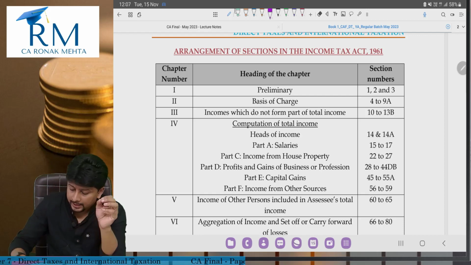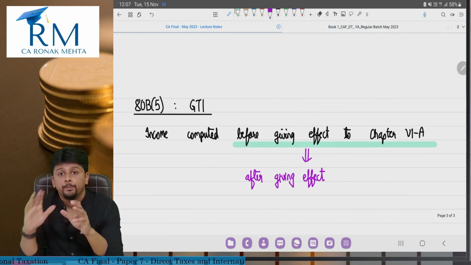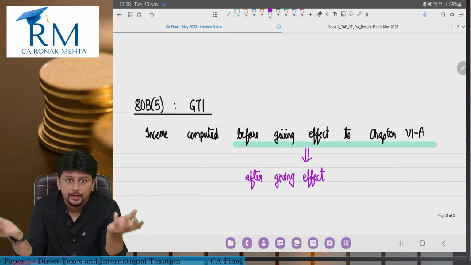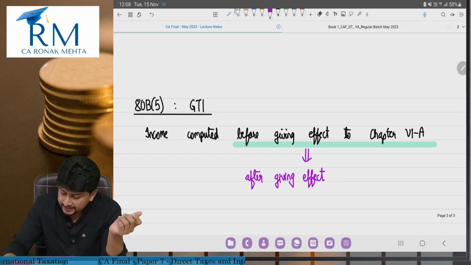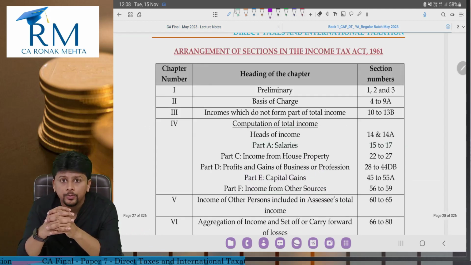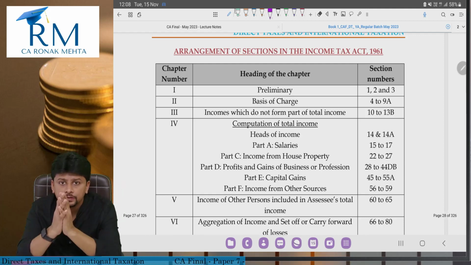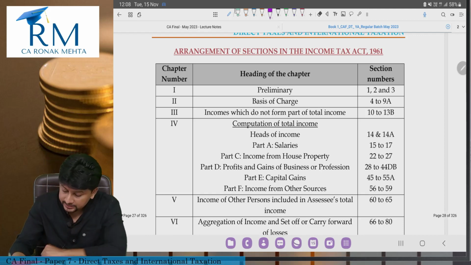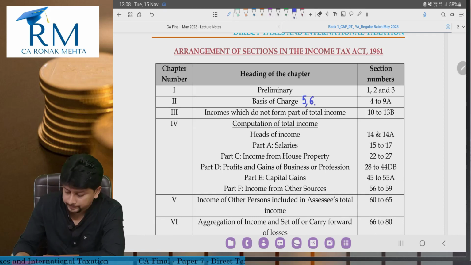But like you saw, section 80B, what is it saying? Before giving effect to chapter 6A. Now what is chapter 6A and what are the chapters before chapter 6A and what all things are covered in it? That's where this table will help you to study. Chapter 1, section 1, 2 and 3, preliminary things. Chapter 2, basis of charge, section 4 to 9A. This is where my section number 5 and section number 6 are covered.